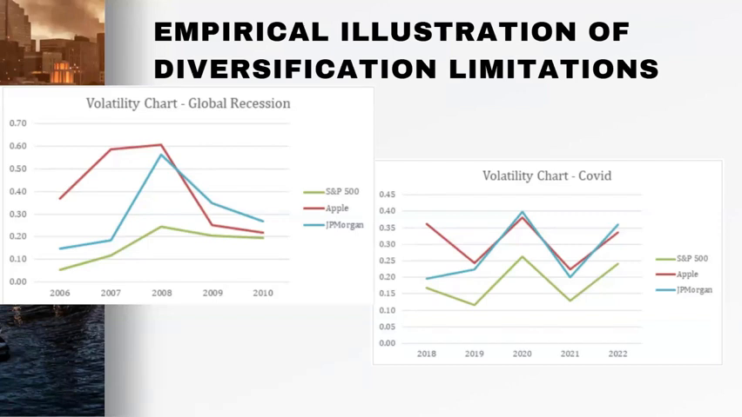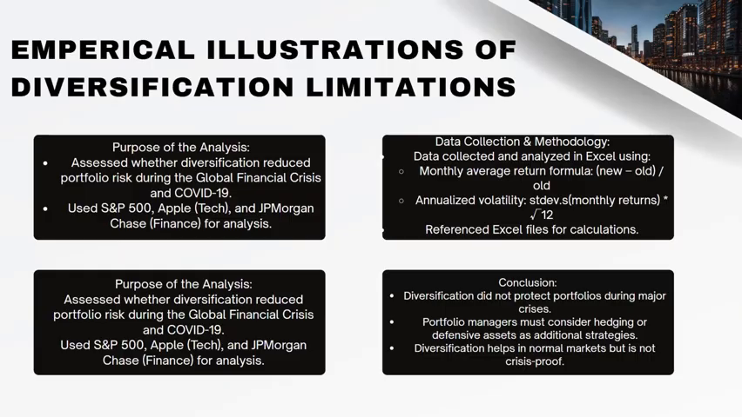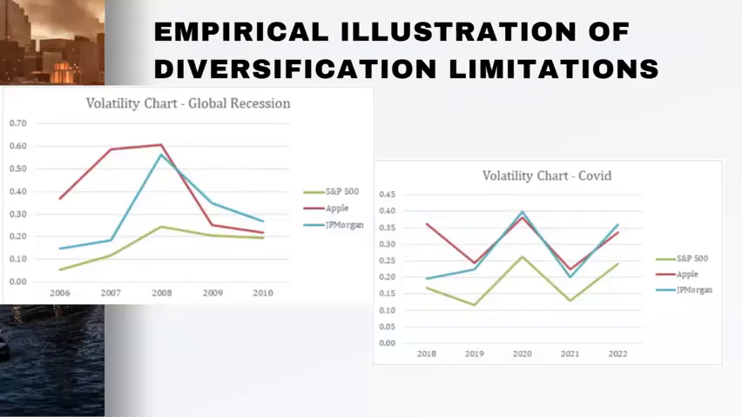The formula for the average is pretty simple: new month minus old month over old month. And then for the deviation, we just use a standard Excel formula. And then we have two files with the data. We have one for the COVID and one for the global recession. As you see here, we've got the tables.